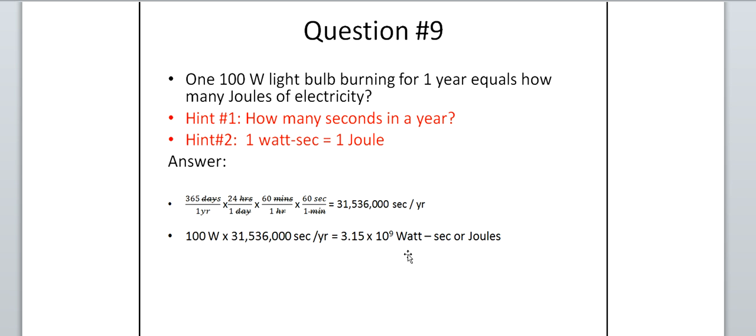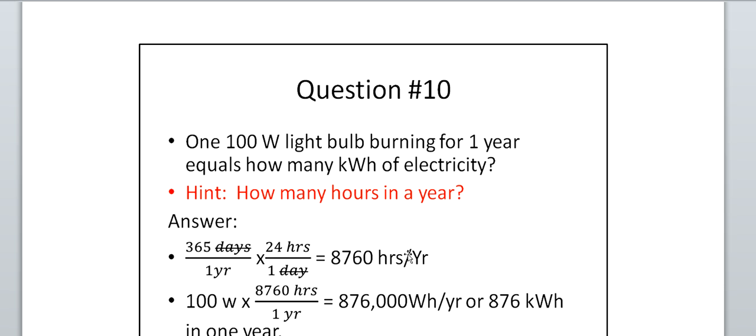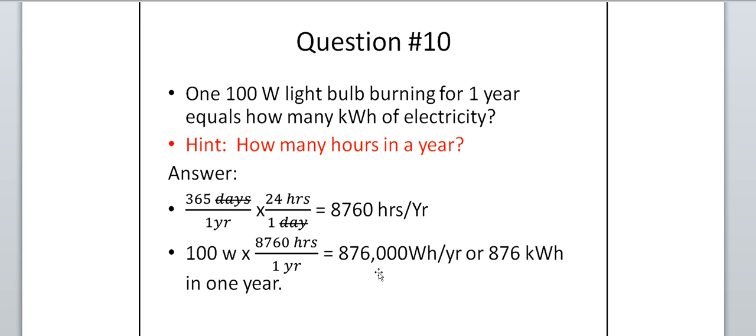Okay, number 10. Question number 10 states 100 watt light bulb burning for 1 year is equal to how many kilowatt hours? This is the same format as the one previous, except it's in watt hours. So find the hours in a year, multiply that by watts, and you have a watt hour. And then you could easily convert that to kilowatt hours. And that's exactly what we did here.